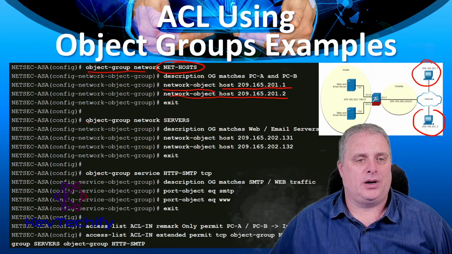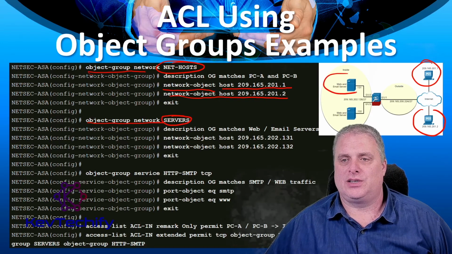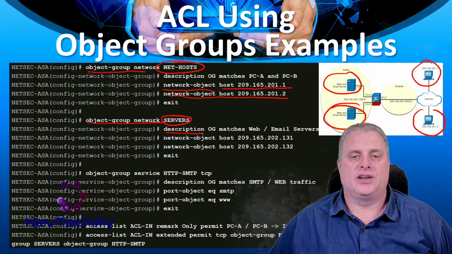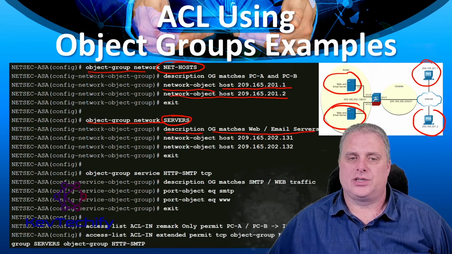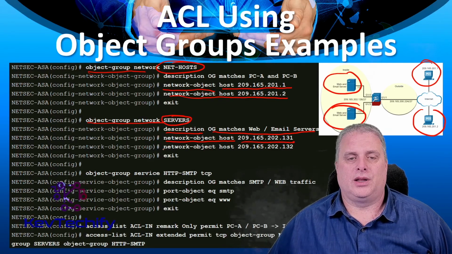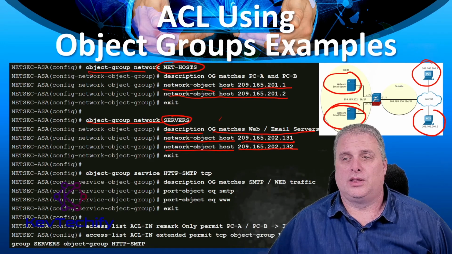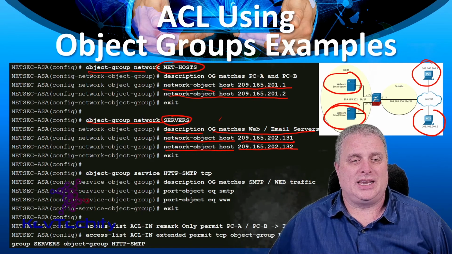Let's create a second group here. So object group network, and we'll call it servers. That will identify our inside servers. So we have one, we have two. So we add in a description, OG matches web and email services. And because these are two IP addresses, we just identify those two hosts. So network object host for web server 1, or email and web server, and then we create another network object host for email web server 2. That's all we're putting in there. So far we've created an object group for the trusted PCs on the outside network. We created an object group for the servers on the inside network.